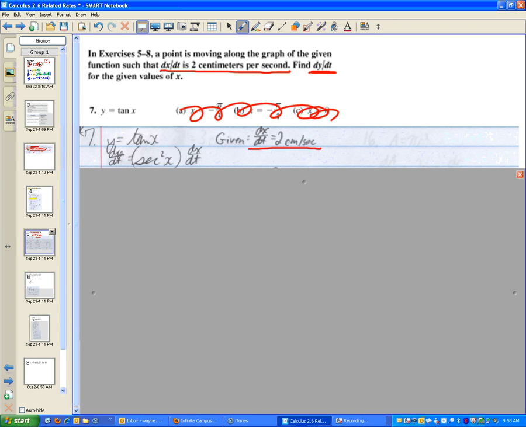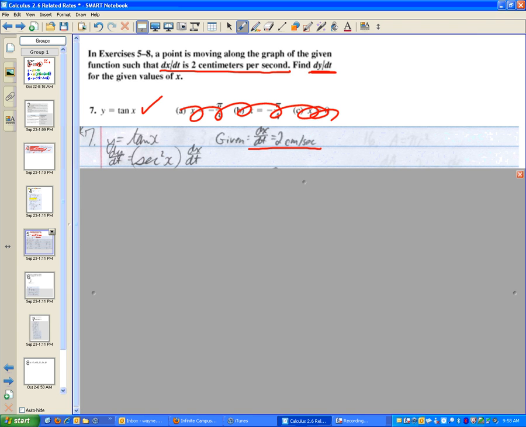So again, they're doing part of the work for us. We're not having to search through a word problem yet, figure out what we know and what we don't know, and come up with an equation relating them. They give us step 3. Okay? So we're starting at step 3. We have this equation, y equals the tangent of x.